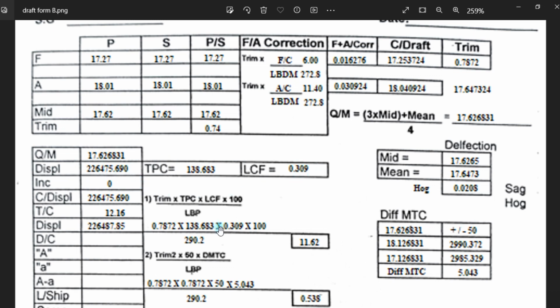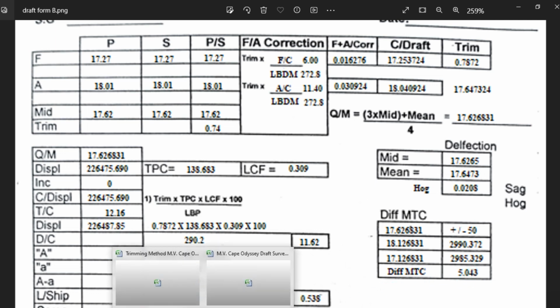Once you get this value, you add plus or minus 50 to your quarter mean drop, which is this one. So you add 50 to your quarter mean drop, there will be 18.1266831, and the value of your MTC is 299.0372. With the minus 50 from your mid quarter mean, you will get a drop of 17.1263831. The value of MTC will be 298.5329, and difference will be 5.043, which is this one.